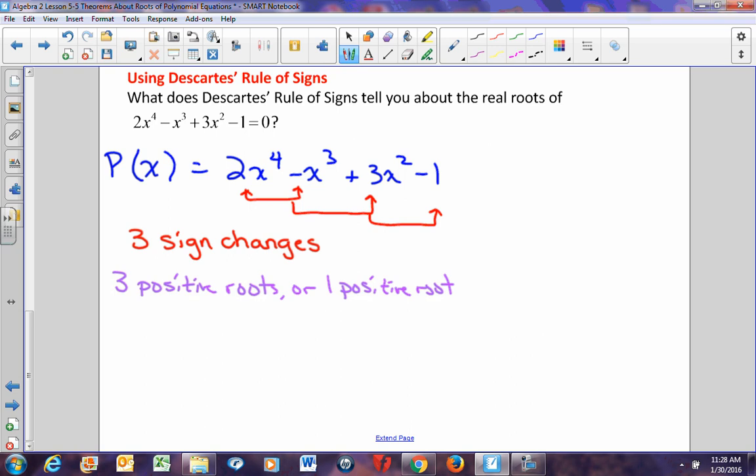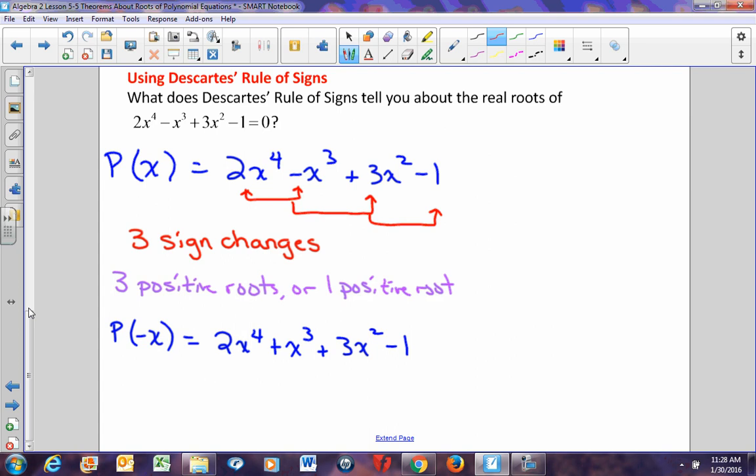Now we have to look at P of negative x. P of negative x just basically says every time you see an x, put in a negative. Well, when I take it to an even numbered exponent, it's not going to change that sign. It only changes the odd exponents. So I would have 2x to the fourth plus x to the third, because a negative x to the third becomes a negative, and I'm going to have the opposite of the x to the third. So that changes that sign, plus 3x squared minus 1.